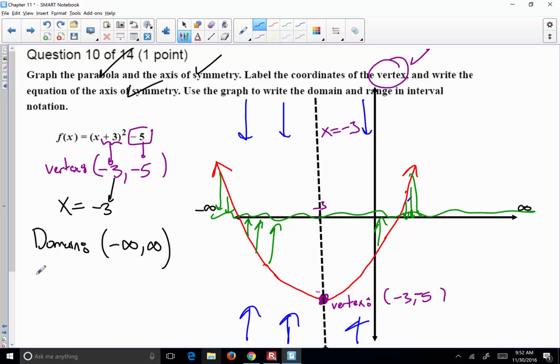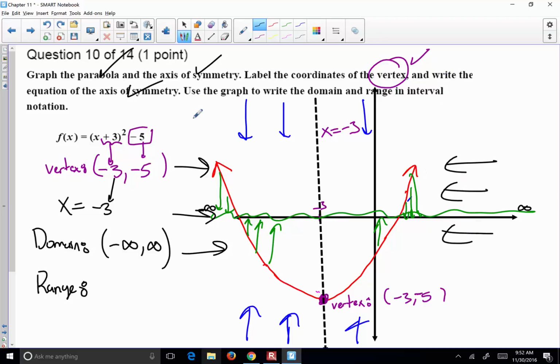Alright, be careful with range. Range is the same, right? We smash it from sideways now. Smash this thing from the sides. From this side and that side. This is going all the way up, so it's infinity. Am I right? Infinity, parentheses, positive infinity, comma, negative 5, right?